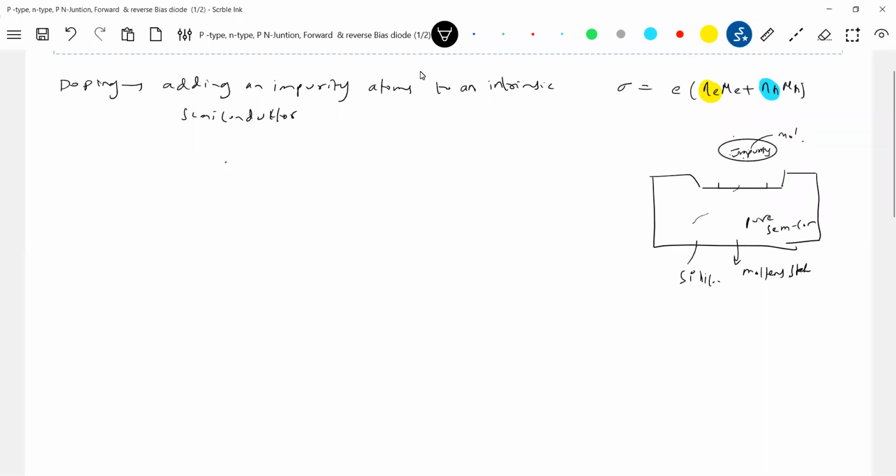So what we do is, for a pure intrinsic semiconductor in molten state, I'll add impurity atoms which are also in molten state. Then due to diffusion, they will spread, because the number of impurity atoms is more here and less there, so it starts diffusing. First, I'll go for the construction of the n-type semiconductor.